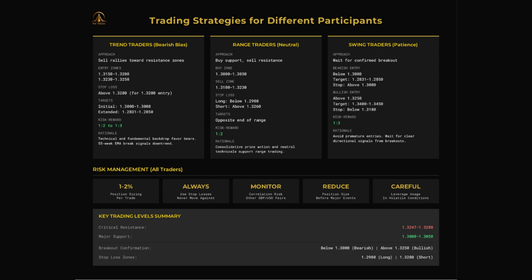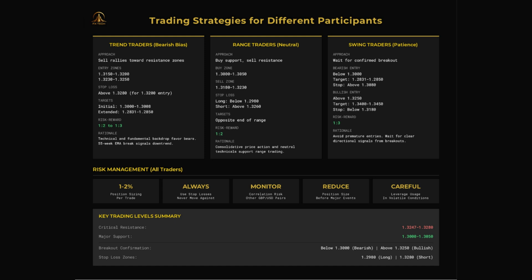Range traders should buy support at 1.3000 to 1.3050 and sell resistance at 1.3180 to 1.3230, with tight stops, targeting the opposite end of the range for 1 to 2 risk-reward. Swing traders should exercise patience, waiting for confirmed breakouts. A bearish entry below 1.3000 targets 1.2831 to 1.2850, with stops above 1.3080. A bullish entry above 1.3250 targets 1.3400 to 1.3450, with stops below 1.3180.